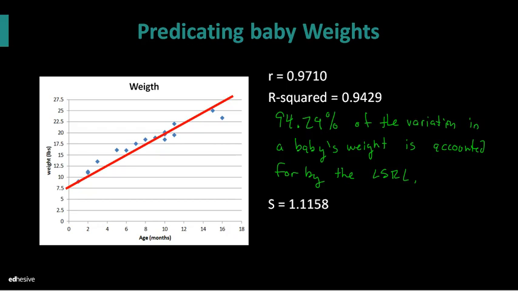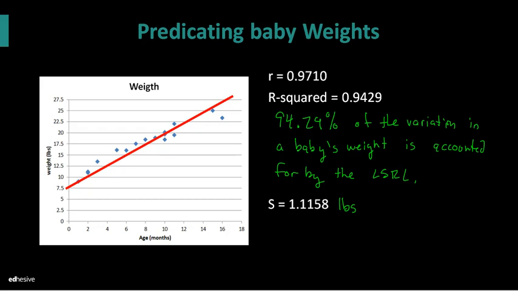All right, now the last thing is the S value. The S is 1.1158. Now the S value is how far a typical prediction is from the regression line. So this is going to be measured in our same unit for Y, which is going to be pounds, right? We were measuring these babies in pounds. So this tells me, and this is so important, when I use this red line to predict the weight of a baby, I'm typically off by 1.12 pounds, 1.1158 pounds if I want to use some more decimals.